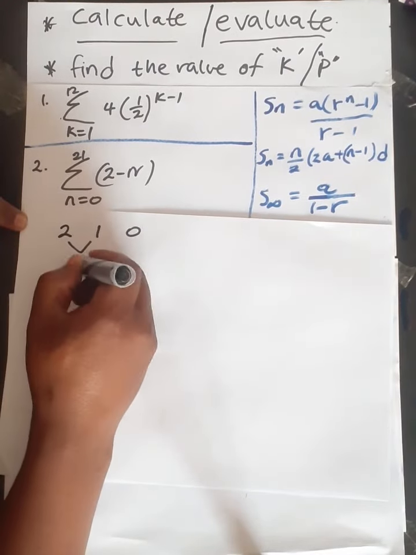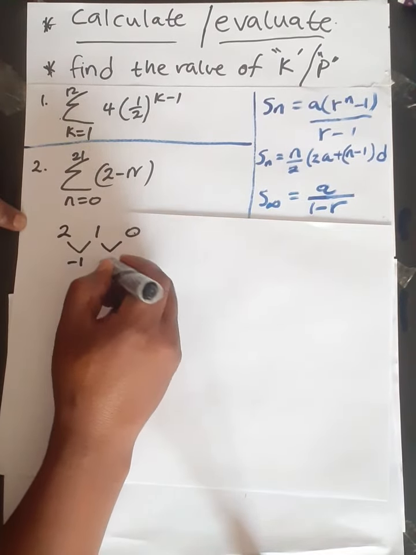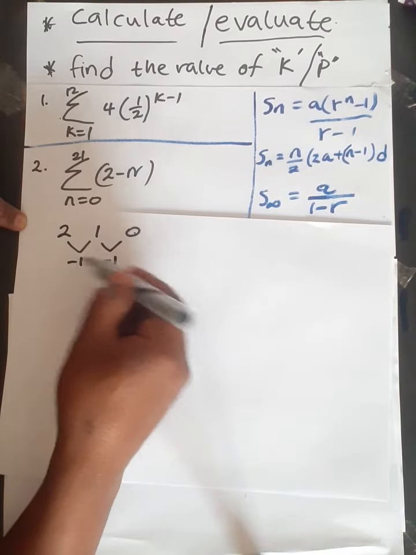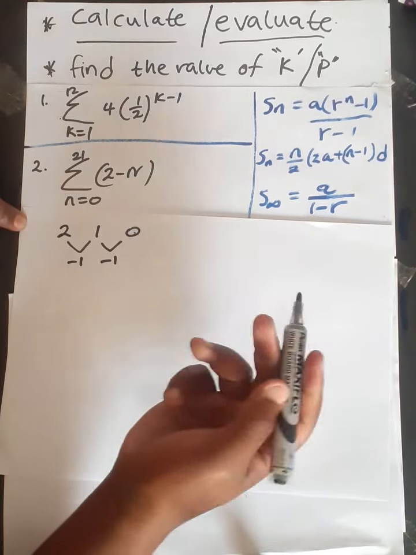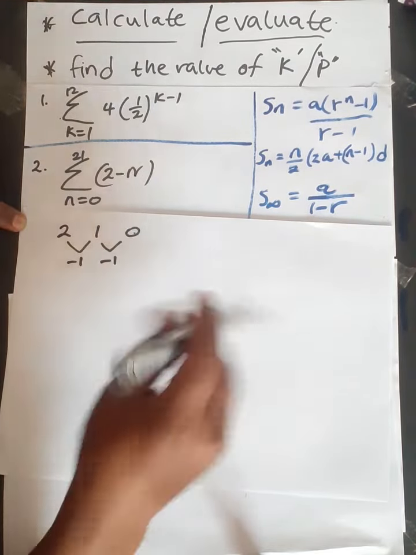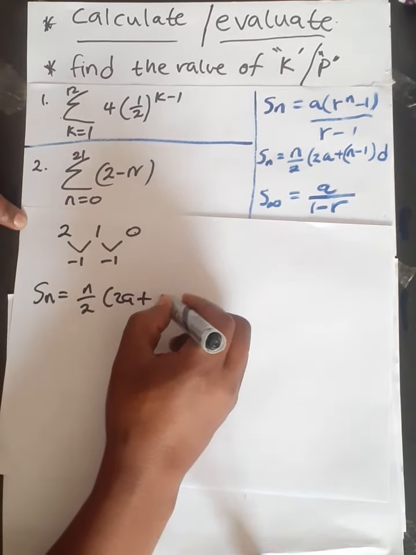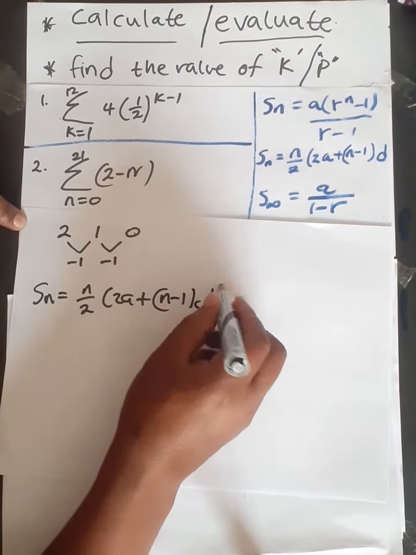So 1 minus 2 is minus 1, 0 minus 1 is minus 1. Since the first difference is common, this is arithmetic. So let's choose between the formulas. Obviously, we choose arithmetic because this is arithmetic. So Sn is equal to n over 2 into 2a plus (n minus 1)d.